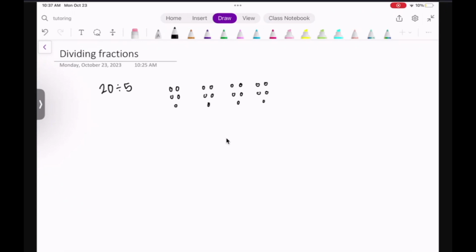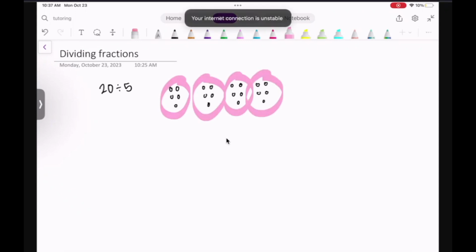So if you see, I have 1, 2, 3, 4 groups of 5. So that's why our answer is 4. So 20 divided by 5 is 4. Now this is review, but I'm going to use this idea to help you understand division by fractions. Okay, so let's do the easiest division by fractions. When we take a fraction, we divide by a whole number, right?